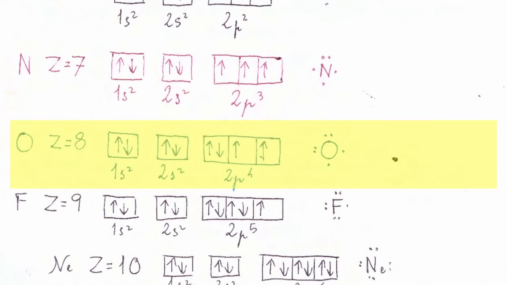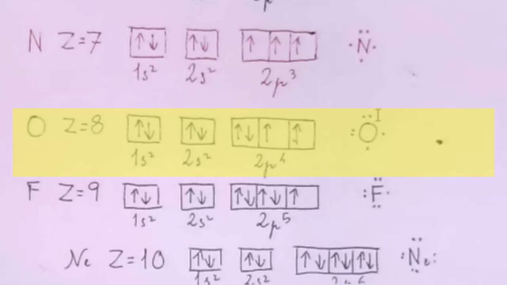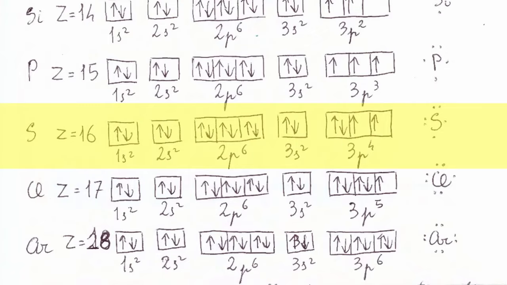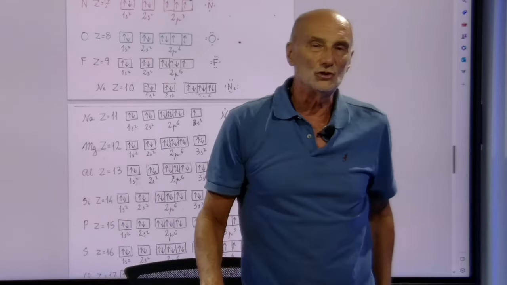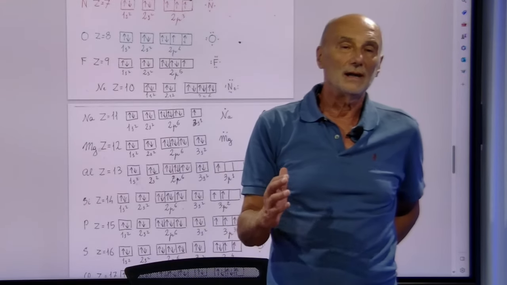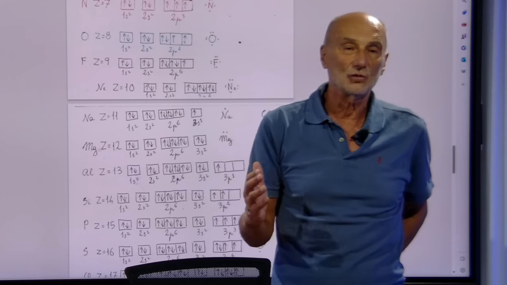Then, oxygen has 6 electrons in its outer shell. And sulfur does quite the same: 2 electrons in 3s, 2 electrons in 3px, 1 electron in 3py, 1 electron in 3pz. Also for the couple oxygen-sulfur, these two elements show the same number of electrons in their outer shell.